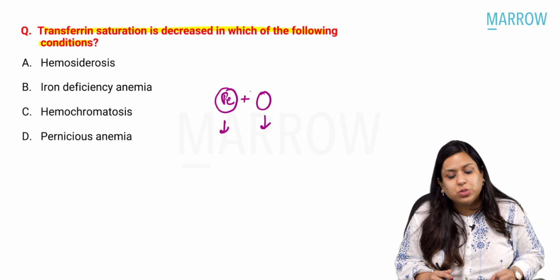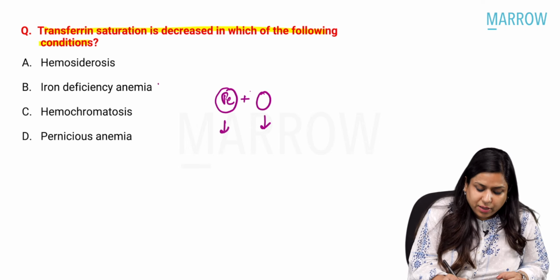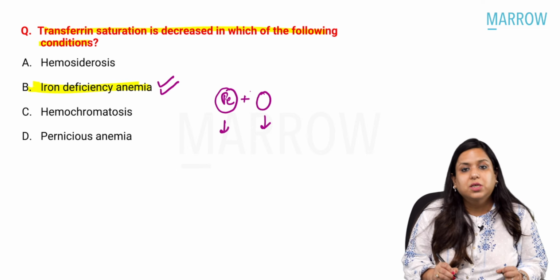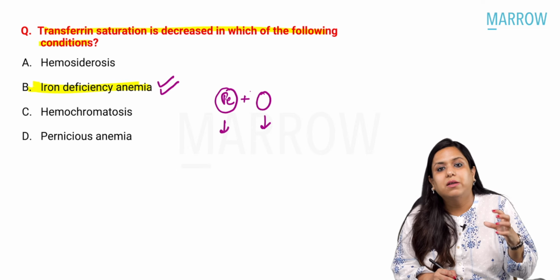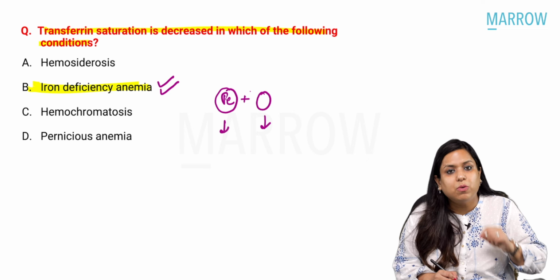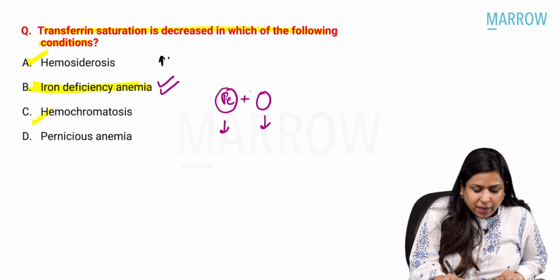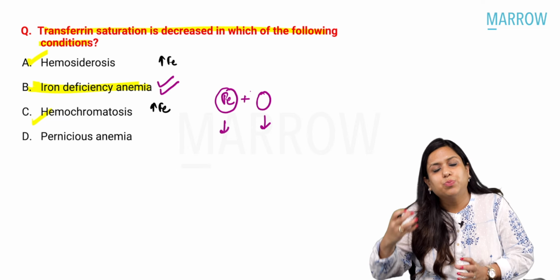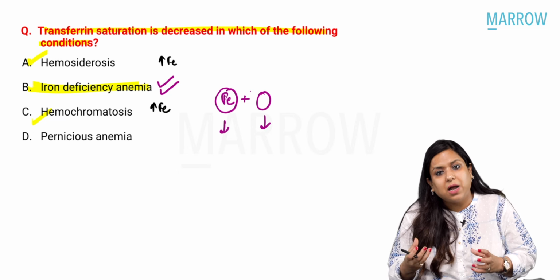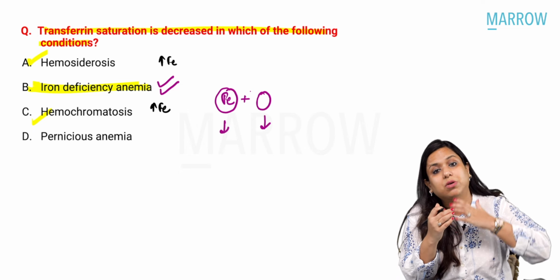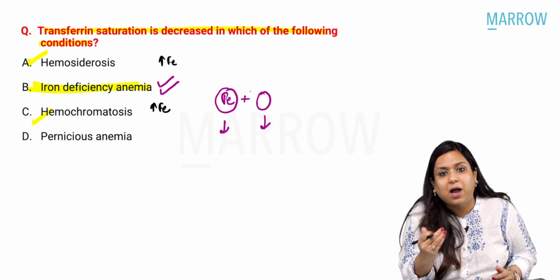Iron level is low in which of the following conditions? Iron deficiency anemia. That is why transferrin saturation is decreased in iron deficiency anemia. Hemosiderosis and hemochromatosis have a high iron level. If the iron level is high, of course the transportation form of iron is also going to be totally saturated. So transferrin saturation is going to be high. Understood?